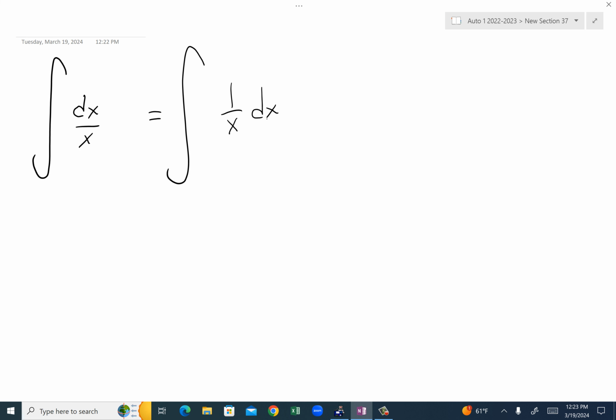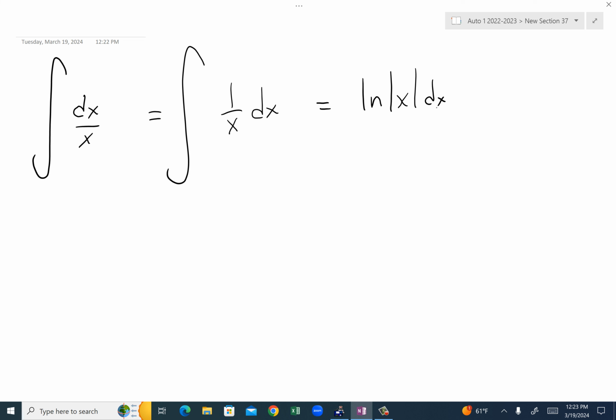Okay, they're the same. And what is the antiderivative of 1 over x? ln of x. Well, almost. It's the ln of the absolute value of x, because you cannot take the ln of a negative number.